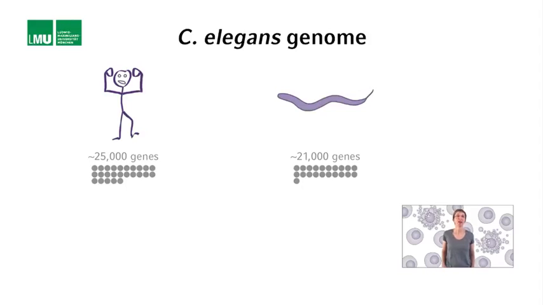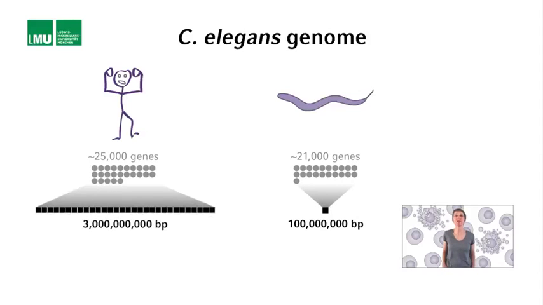The 21,000 C. elegans genes are found within a genome that is 100 megabase pairs large, or 100 million base pairs. The 25,000 human genes are found within a genome that is 30 times the size, 3,000 megabase pairs. This comparison demonstrates how compact the C. elegans genome is compared to the human genome.